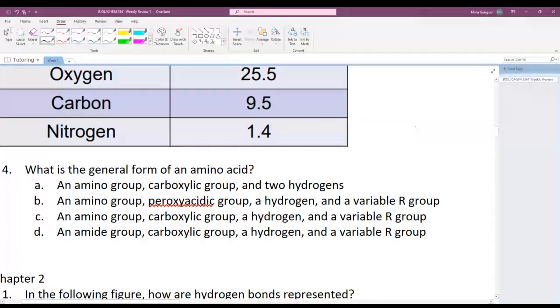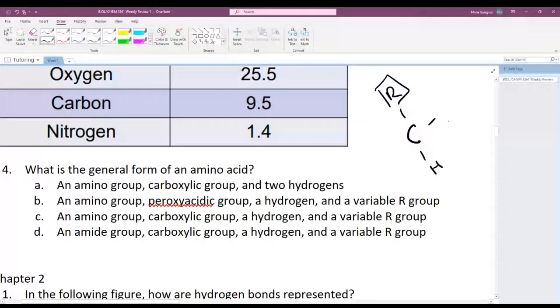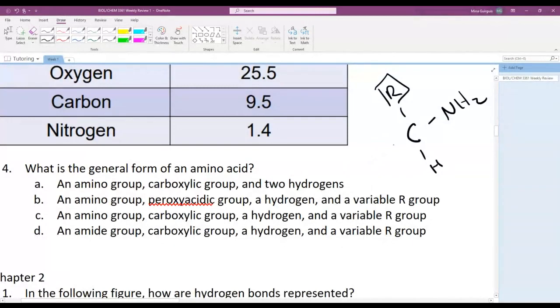Let me see, central carbon, you've got a hydrogen, your variable R group, an NH2, which is an amine group, and a COOH, which is your carboxylic acid. Right, very good.